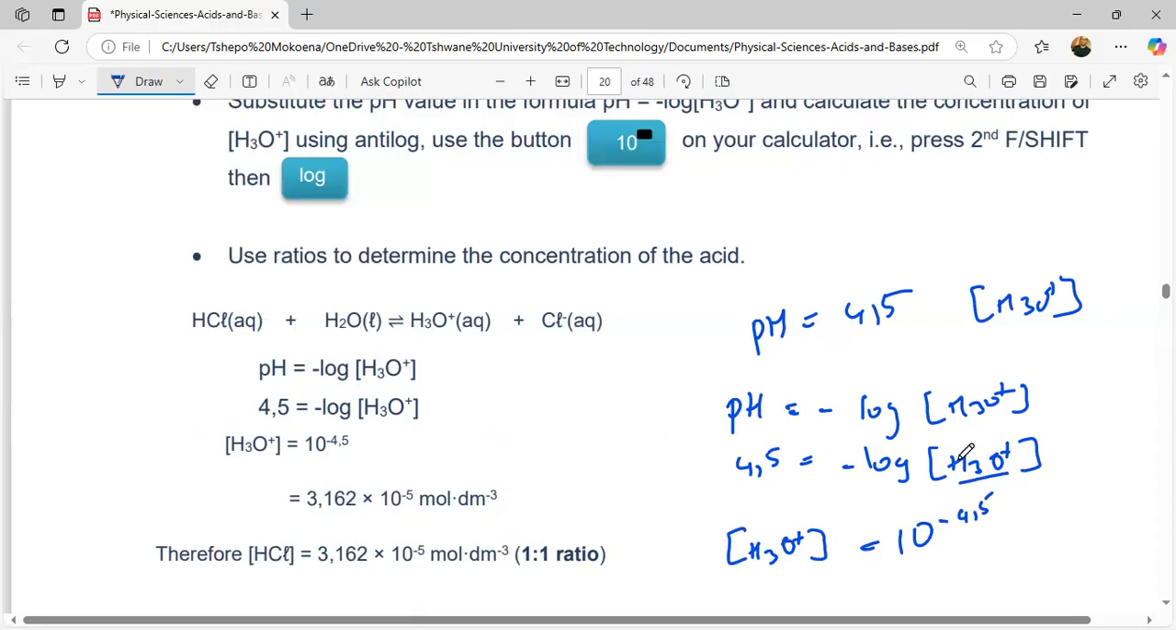For you to calculate this concentration, you make it the subject of the formula. For antilog, you will say 10 to the power of negative this number that you see over this side, and then you will get this answer in mole per cubic decimeter, because you are calculating for concentration, and therefore that will be your answer. And by the way, we are calculating the concentration of HCl, but making use of this equation, we get the concentration of the H3O plus ion. Remember, the ratio is 1 to 1, therefore the concentration of HCl will be the same as that one.